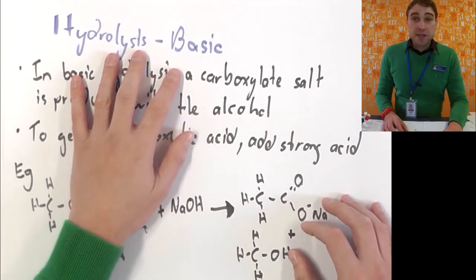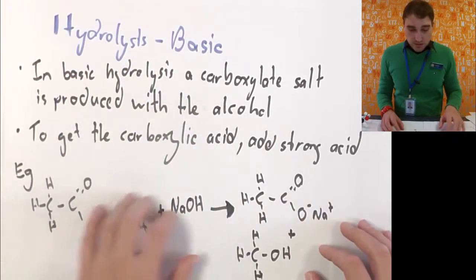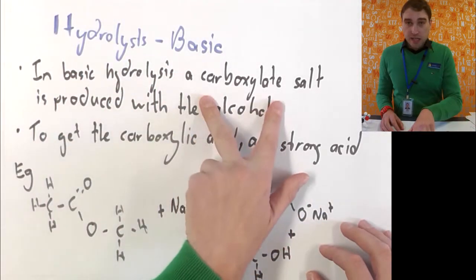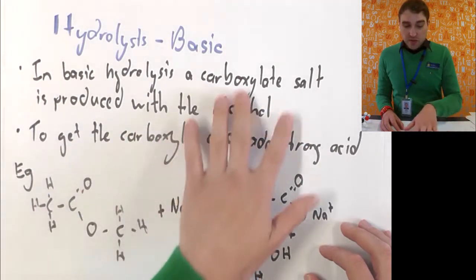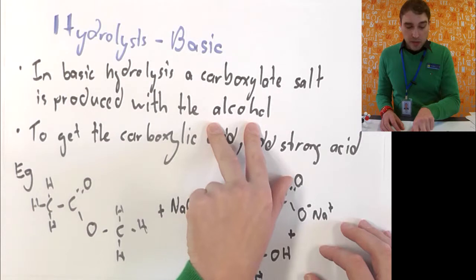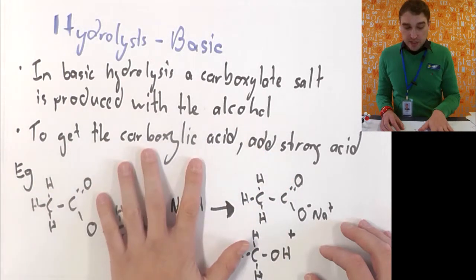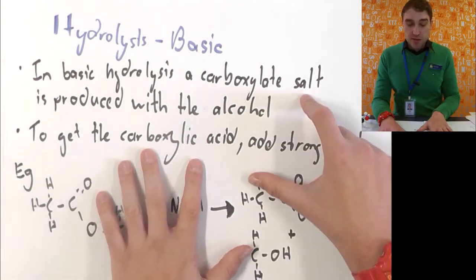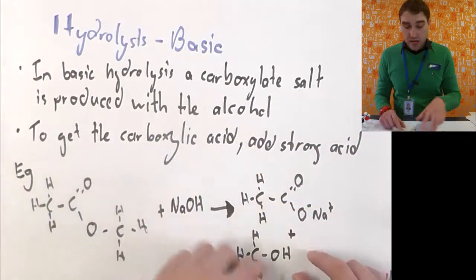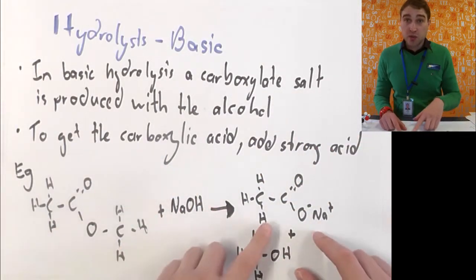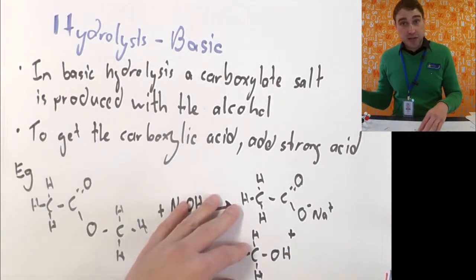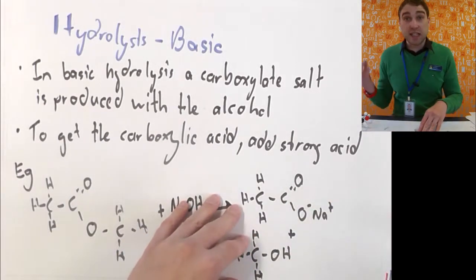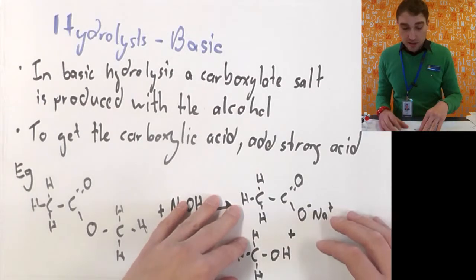When you do hydrolysis under basic conditions, you don't get the carboxylic acid back directly, you get a carboxylate salt. But you do get the alcohol back. If you want to get the carboxylic acid back from the carboxylate salt, once you've done the reaction, you then add a strong acid to the carboxylate salt, and that will reform the acid, and you'd get another salt as the other product there.